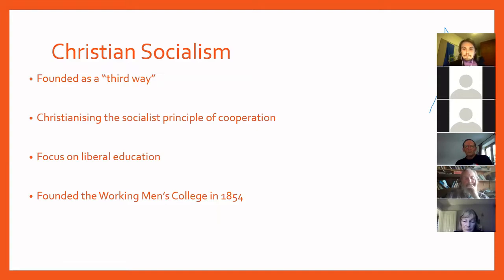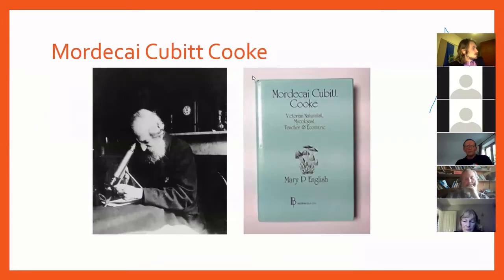And here, I think, is a fantastic time to introduce Mordecai Cubitt Cooke, pictured there with a microscope. I think it's very fitting. And there's a book, and I'm going to show you my copy because it's good to show copies of books. Here we are: Mordecai Cubitt Cooke, Victorian naturalist, mycologist, teacher, and eccentric. It's a work done by one of his distant relatives. It's really, really good. It's very expansive, and if you want to know more about Cooke, read that.